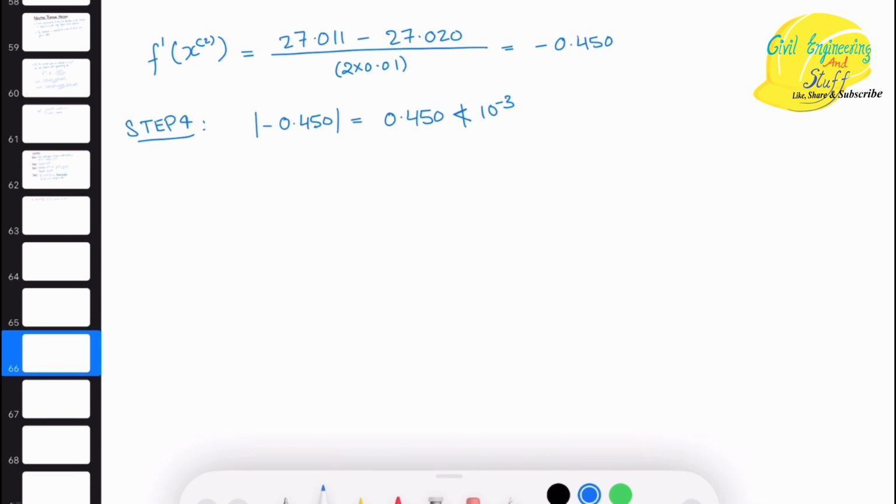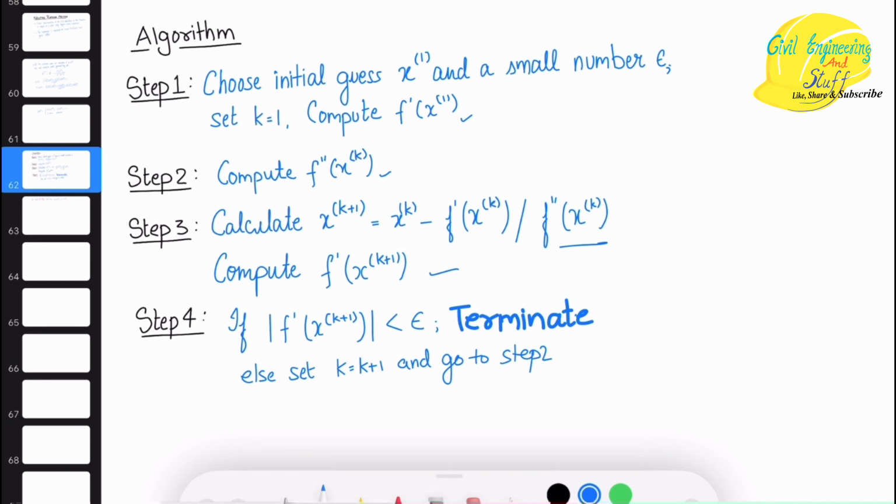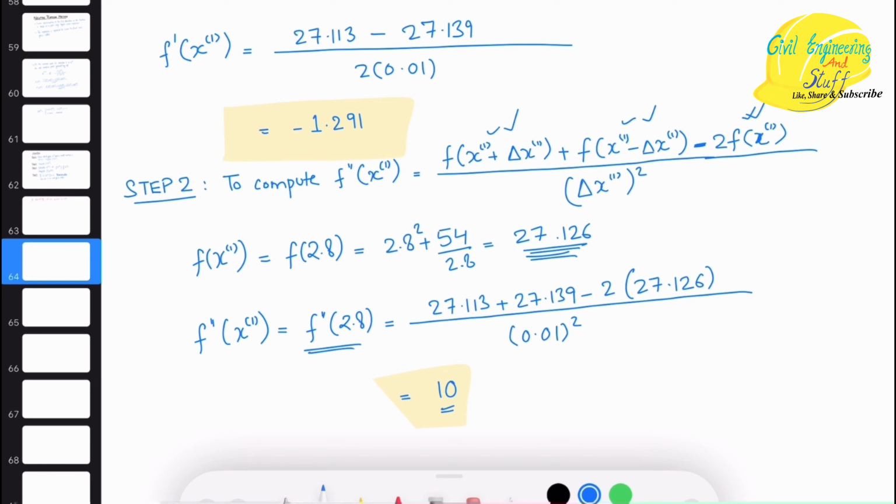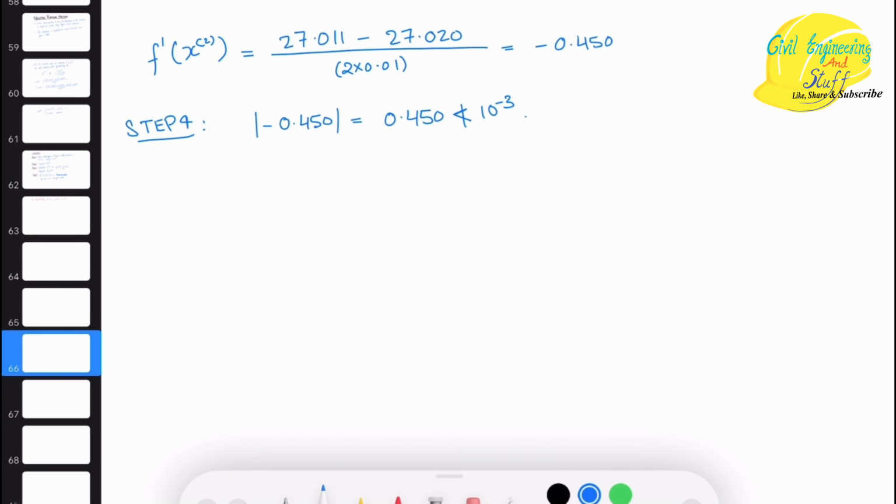So what do we do if this is the case? When this is not the case, we'll set k equal to k plus 1 and go to step number 2. All right, so we'll put k equal to k plus 1, and we'll go to step number 2. So basically we are going to proceed. Go to step 2. Through this we have finished our first iteration. Right, now we are going to do our second iteration. We are in iteration number 2.